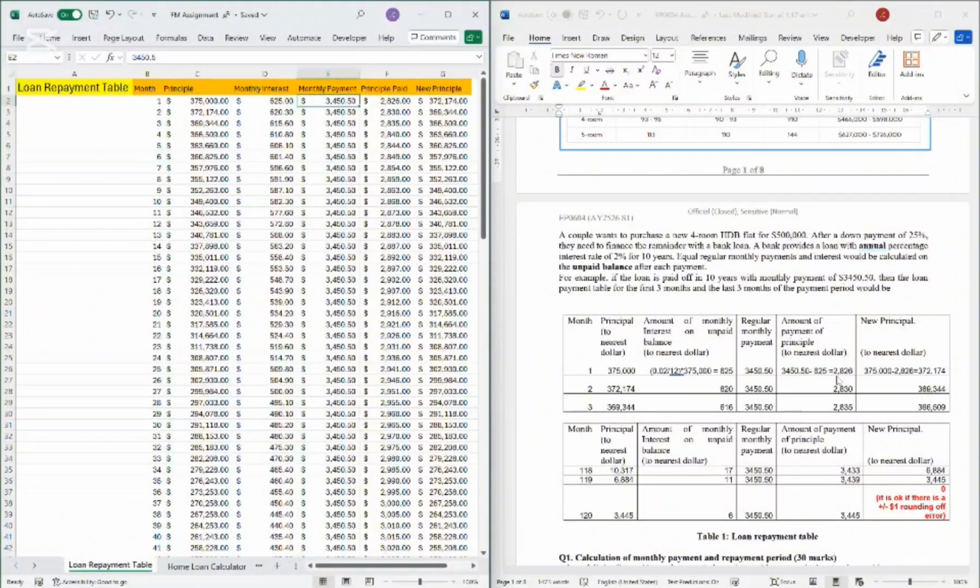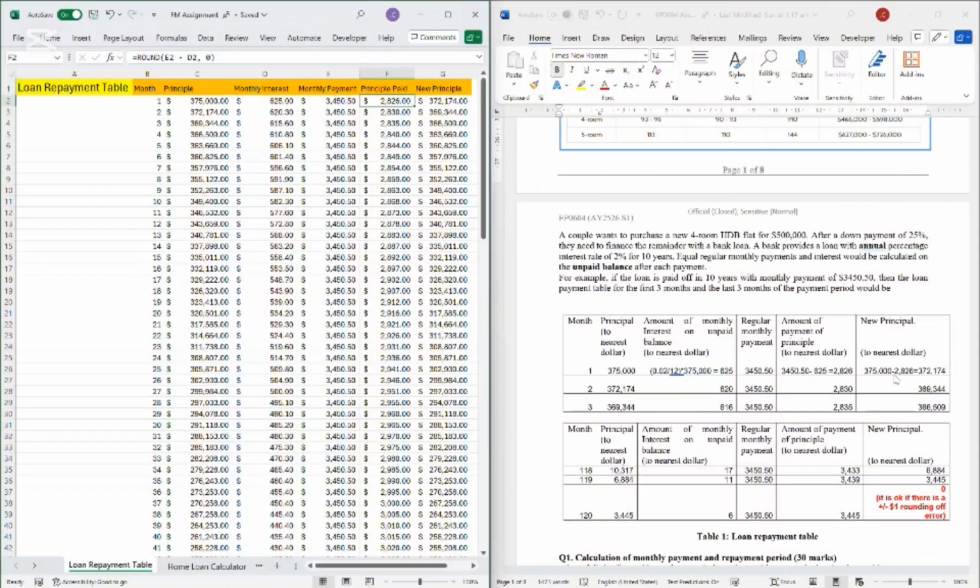For the principal paid, it is given to be the regular monthly payment minus away the monthly interest, which I have done here. E2 being the monthly payment minus away the D2 being the monthly interest, which I get this $2,826, which is exactly what they give here.